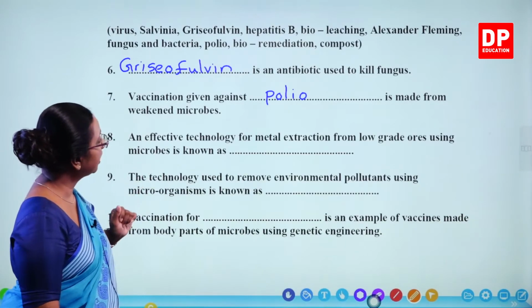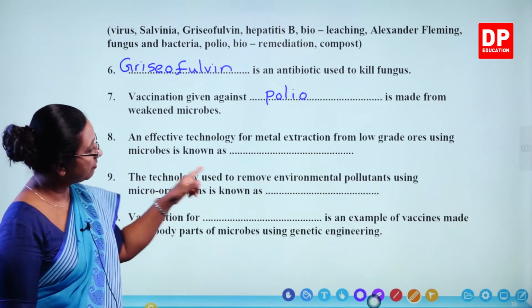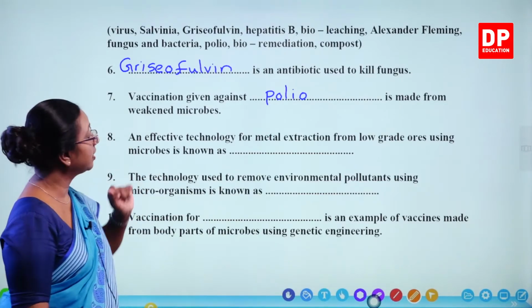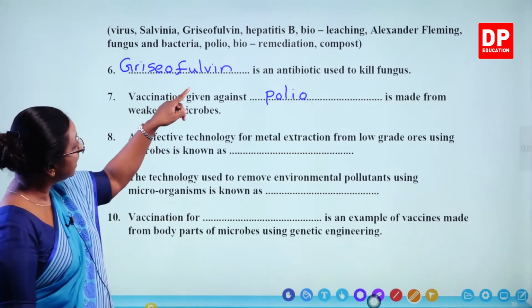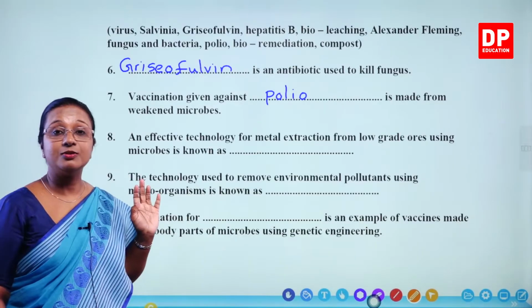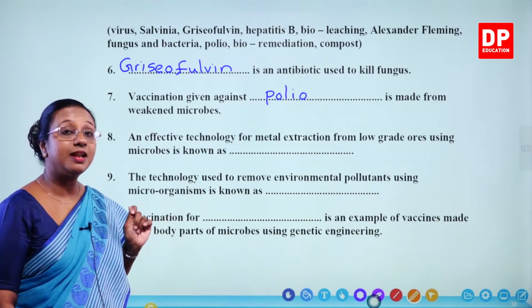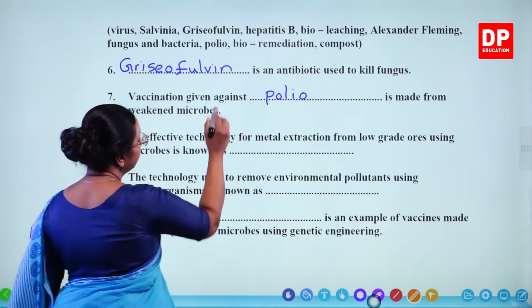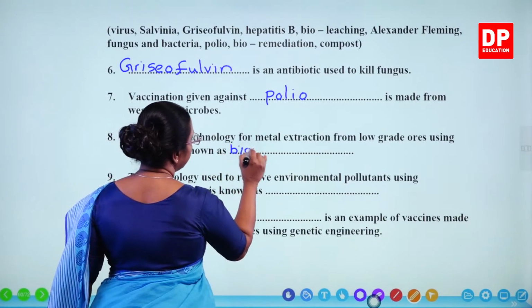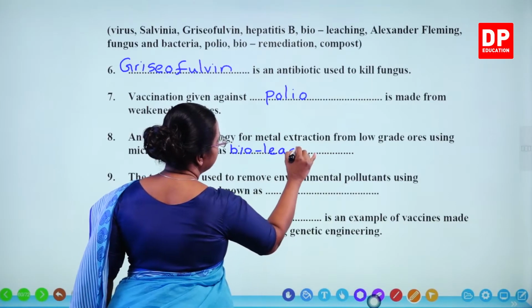An effective technology for metal extraction from low-grade ores using microbes is known as, again there are two similar answers. That's how they give. Bioleaching and bioremediation. What is the correct one? It is bioleaching.